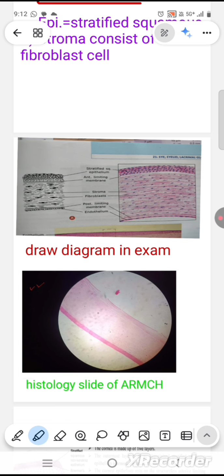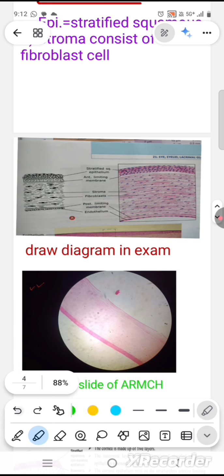And this is the diagram. This is where I am underlining the diagram. You have to draw it in your examination. Exactly, it should be like that. The stroma consists of cells called fibroblast cells, and the posterior limiting membrane is called Descemet's membrane, and the endothelium is the covering internal lining. You have to draw exactly this diagram in your examinations. You must know that.